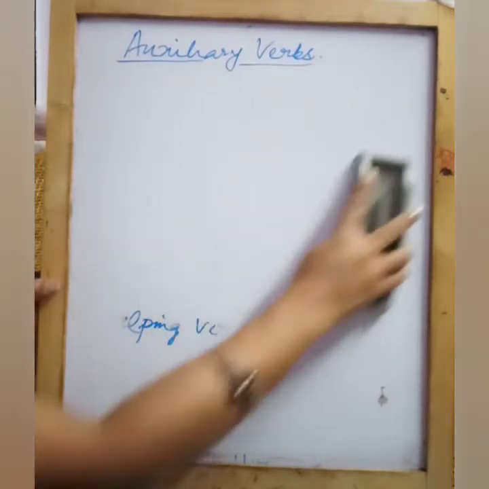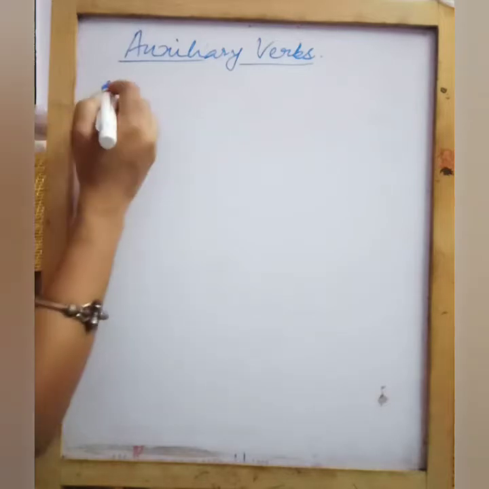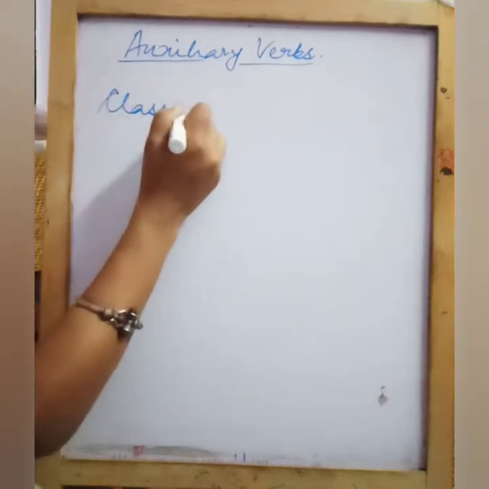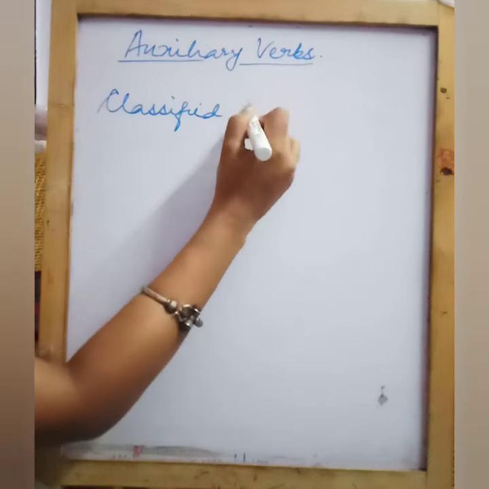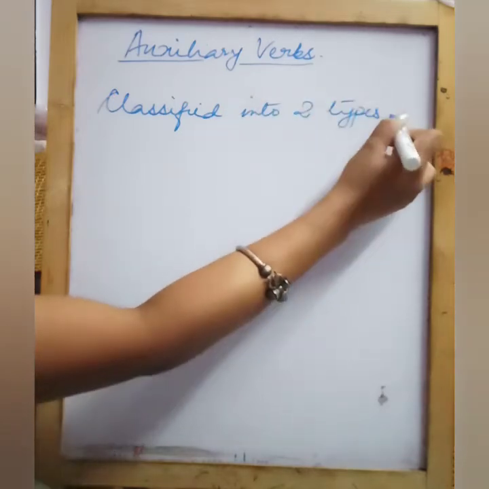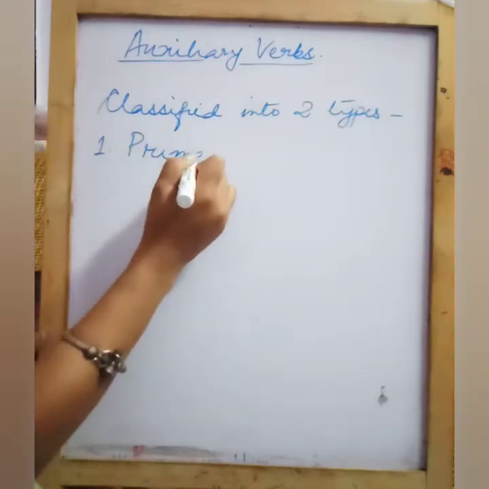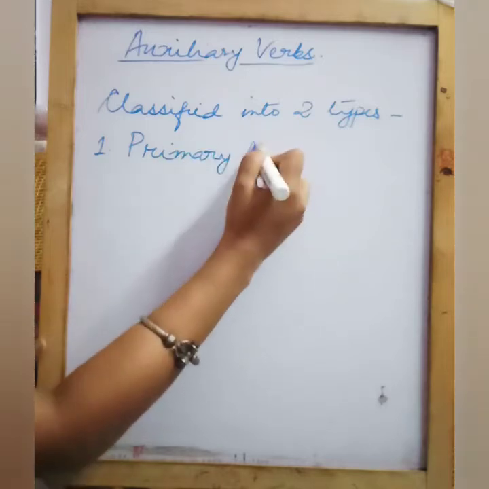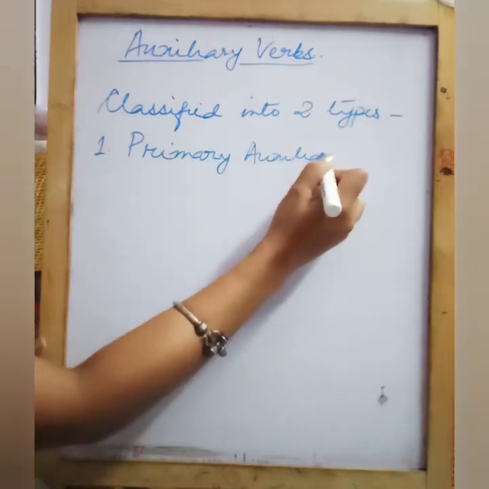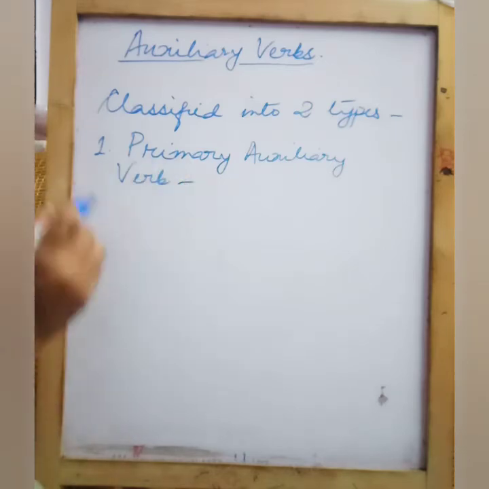Now auxiliary verbs can be classified into two main types. Now what are those? The first one is the primary auxiliary verb. Now we will see what this primary auxiliary verb is. One is the primary, another is the modal. Alright, today we will see the primary auxiliary verb first.